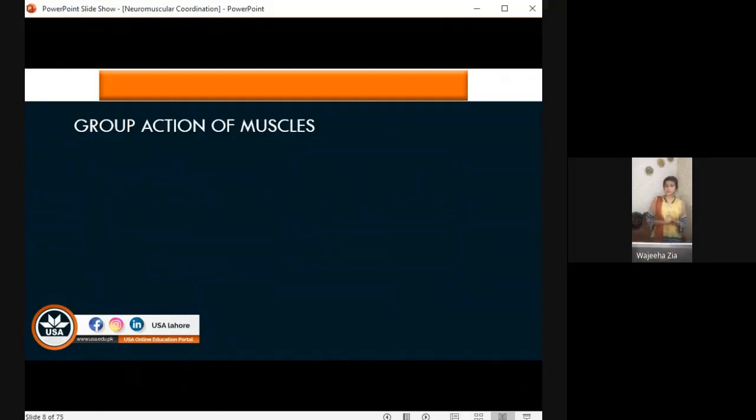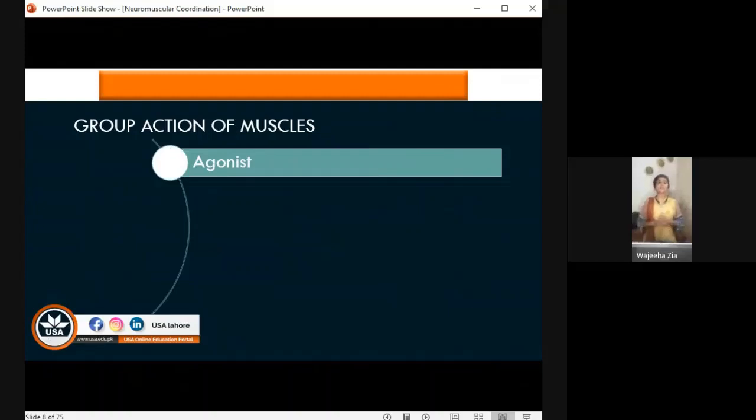So let's talk about the muscles. There are different classifications of muscles, but in kinesiology, if we talk about skeletal muscles, we can divide the muscles into unipennate muscles or multipennate muscles. But when we talk about neuromuscular coordination, we need to address the action of the muscle. According to their action, muscles are divided into four categories.